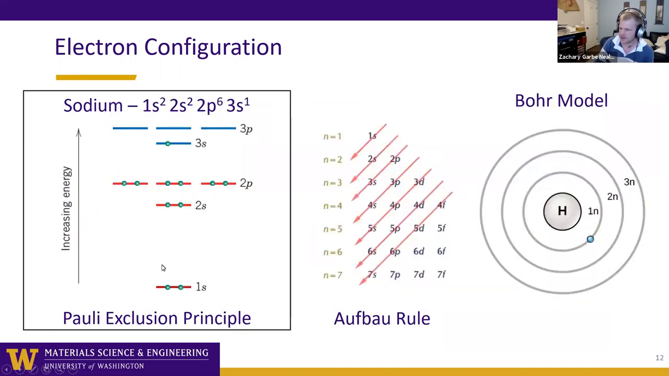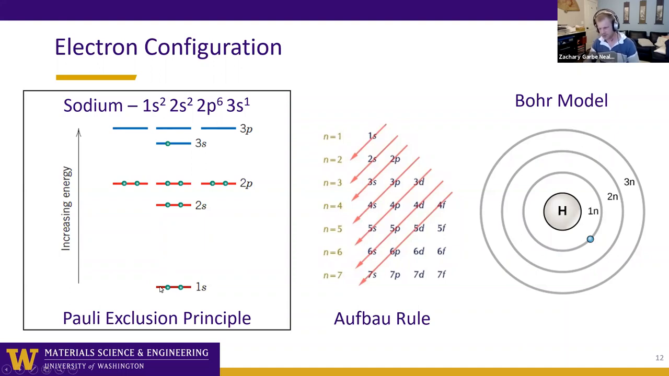Okay. So the way these orbitals fill up goes by what's called the Pauli exclusion principle. For each suborbital, only two electrons are allowed to occupy that suborbital. So for S, we have only one suborbital. For P, we have 3. For D, we have 5. For F, we have 7, and so on.